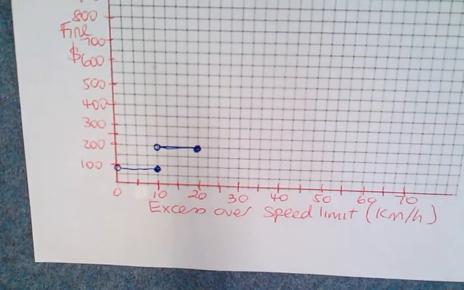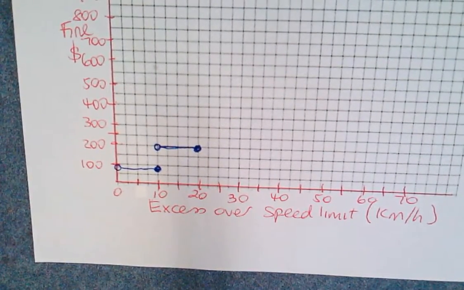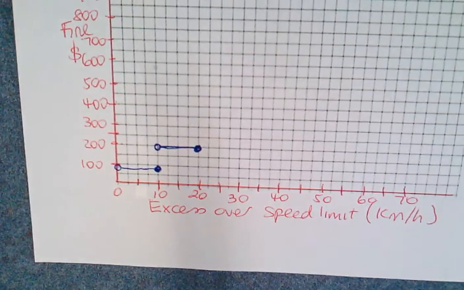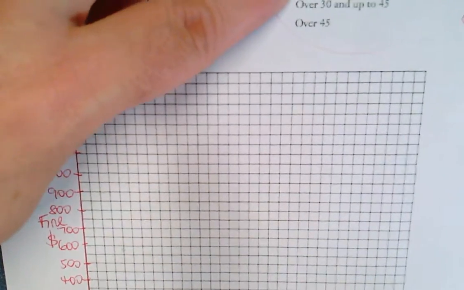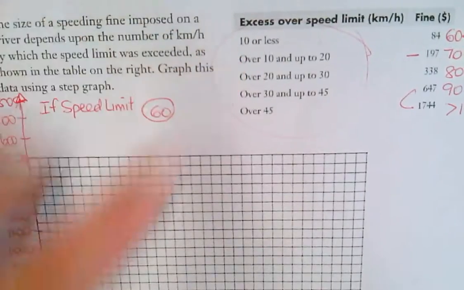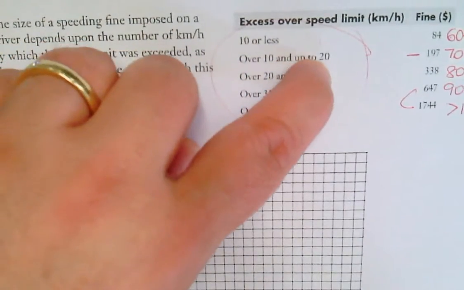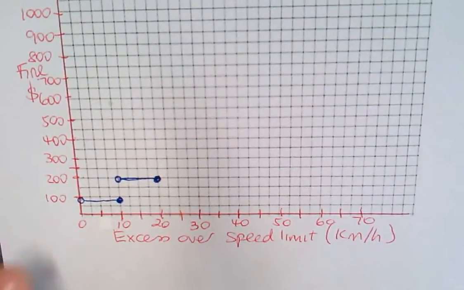How do you know which one to colour in or which one not to colour in? It says over this amount. See, it says 10 or less. It says over 10, so it doesn't include the 10 for the second one, but it does say up to, which means it does include 20.